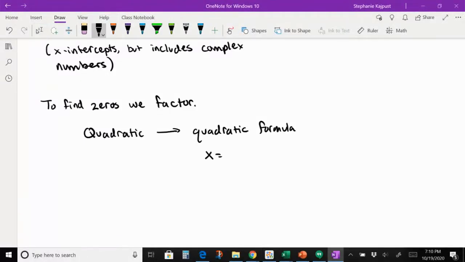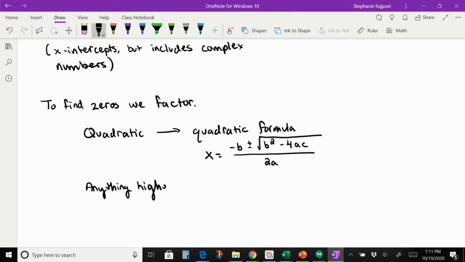So the quadratic formula is x equals negative b plus or minus the square root of b squared minus 4ac, over 2a. Anything higher in degree, we basically have to brute force it, so to speak.